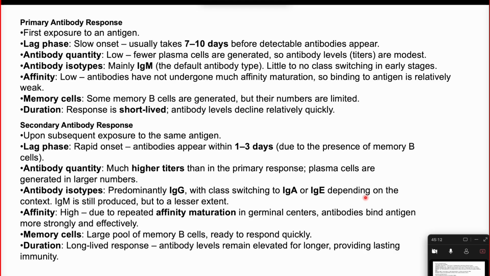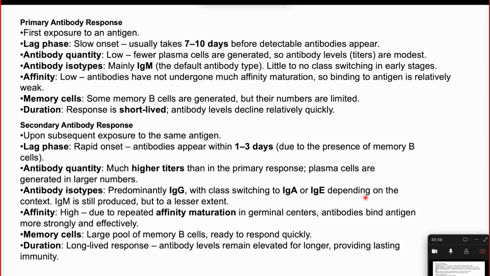Now we talk about the secondary antibody response. This happens when the antigen comes to the system a second time. The lag phase is visually not present, so the response is rapid. Antibodies appear within 1 to 3 days due to the presence of prior memory B cells. In comparison to the primary response, the antibody quantity is much higher, and the plasma cells are also in huge number.